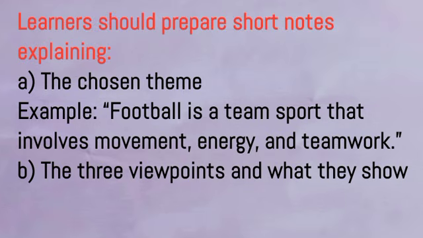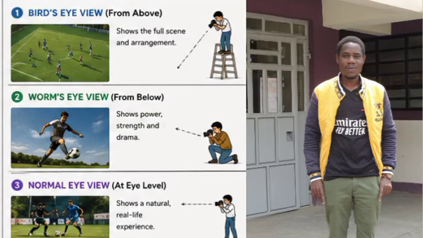Let's understand the 3 viewpoints. The first one is bird's eye view. It's a photo taken from above. It's bird, so it's above. This photo shows the full scene, arrangement of players or performers, and movement patterns. The photo is taken when the learner is standing on a chair, balcony, staircase, or raised place.